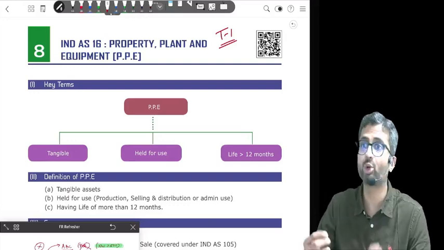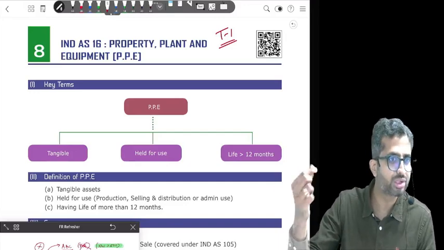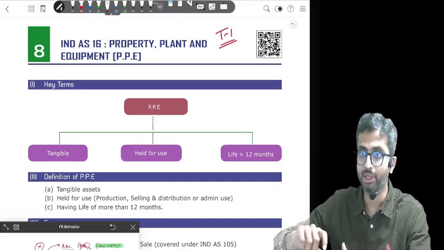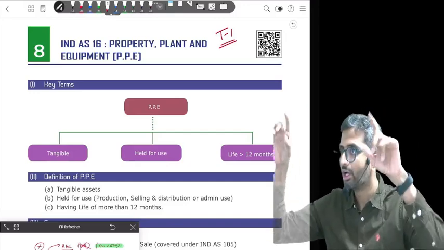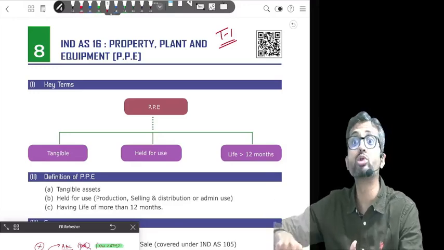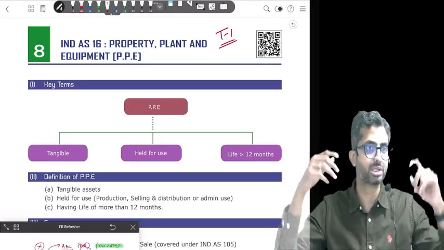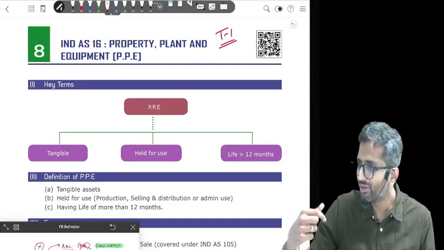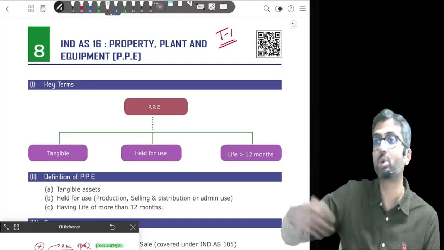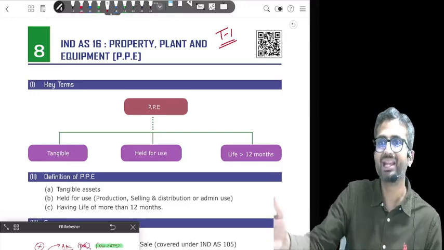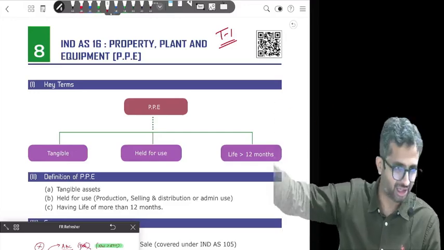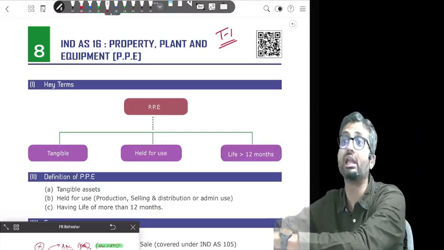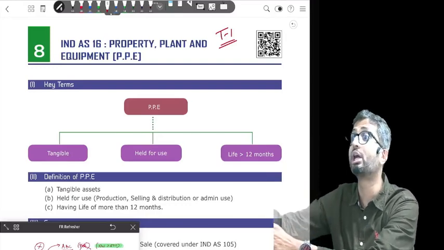For example, you have nuts, bolts, screws. These are called consumables. They are also used. They are not sold. Sometimes loose tools. They are used, not sold. But usually nuts, bolts, screws will be consumed over the course of 12 months, and hence usually we put them in the inventory category. We'll say, no, this is like raw material and consumables. They don't have more than a 12-month life.